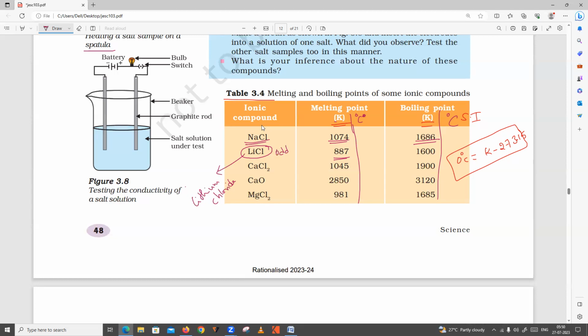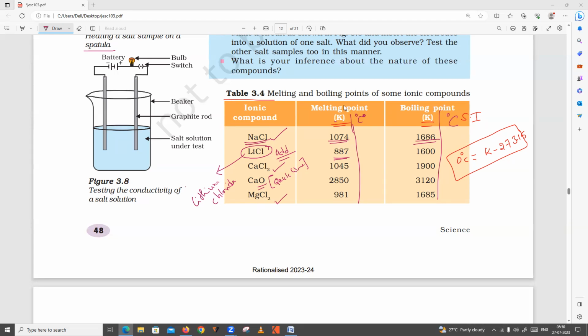Have you checked it, everybody? NaCl is very popular. Calcium chloride also very popular. Magnesium chloride is one more popular. Calcium oxide: what is the common name of calcium oxide? Quicklime. So no problem. The one we have no touch with is only lithium chloride. Am I right or wrong, everybody? So you have to focus on that.